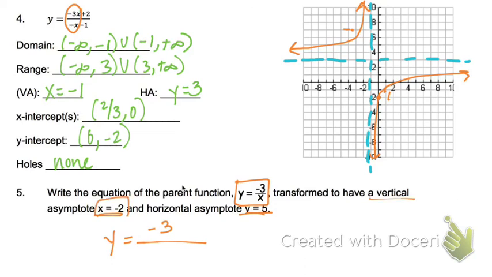So this is my vertical asymptote. If I'm thinking about the rules of transformations from the last page, it's when I set my denominator equal to 0. So what would my denominator be if my vertical asymptote's at -2? X plus 2. Good, because it's the opposite sign. And my horizontal asymptote is the same sign, so what needs to go out to the side? Plus 5. Good.